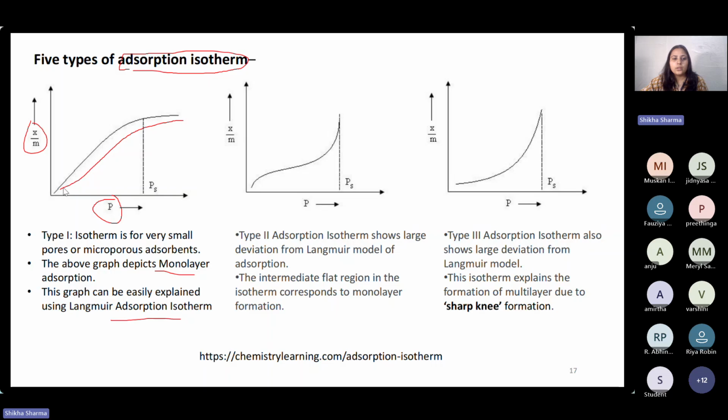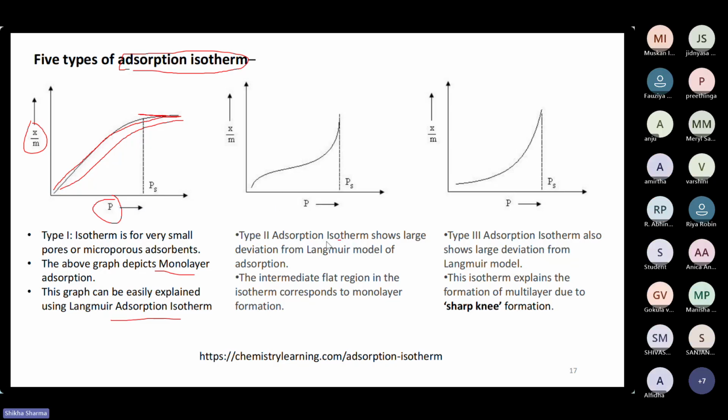What will happen if we increase the vapor pressure? The monolayer will form, and after the monolayer forms, we can see the saturation. Next is the type 2 adsorption isotherm. In this, initially the water is absorbed flat, the same as monolayer formation, but then there is a sudden increase, a sharp knee kind of formation, which represents the formation of the multilayer.